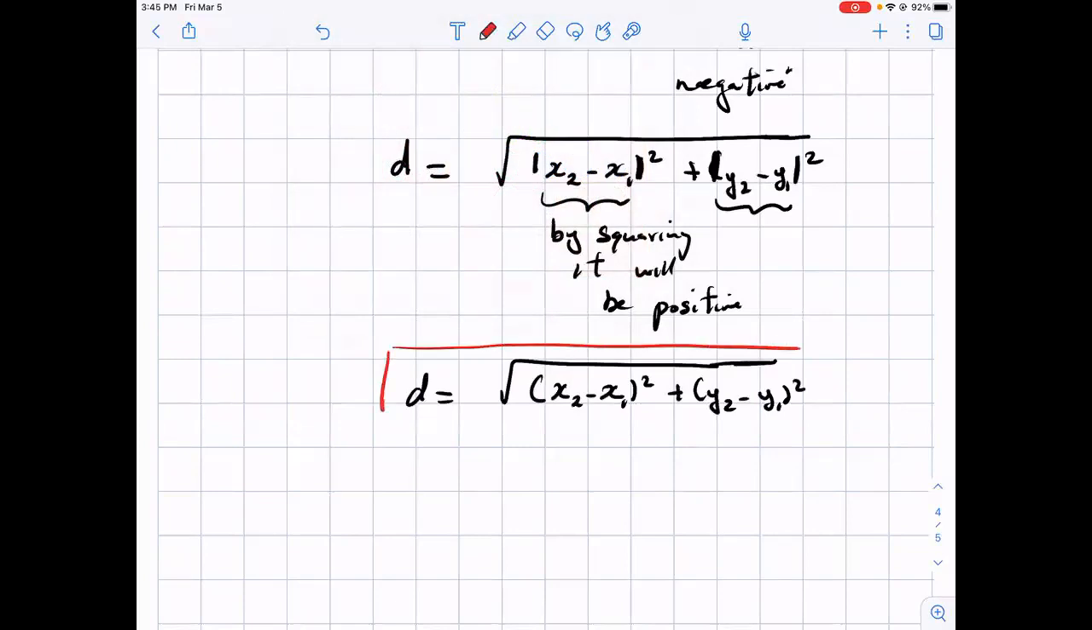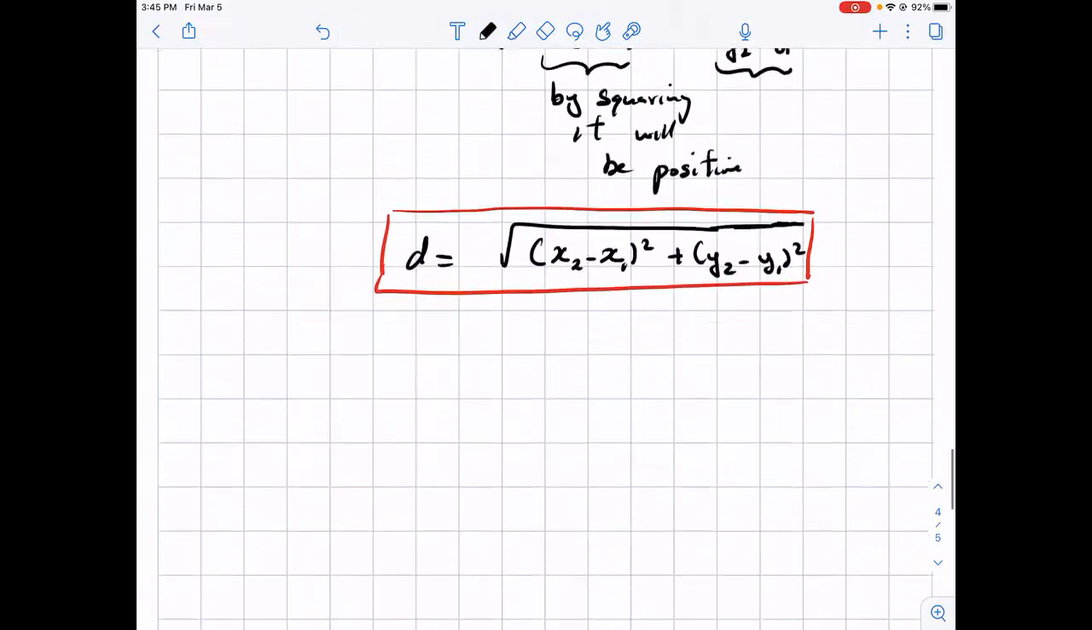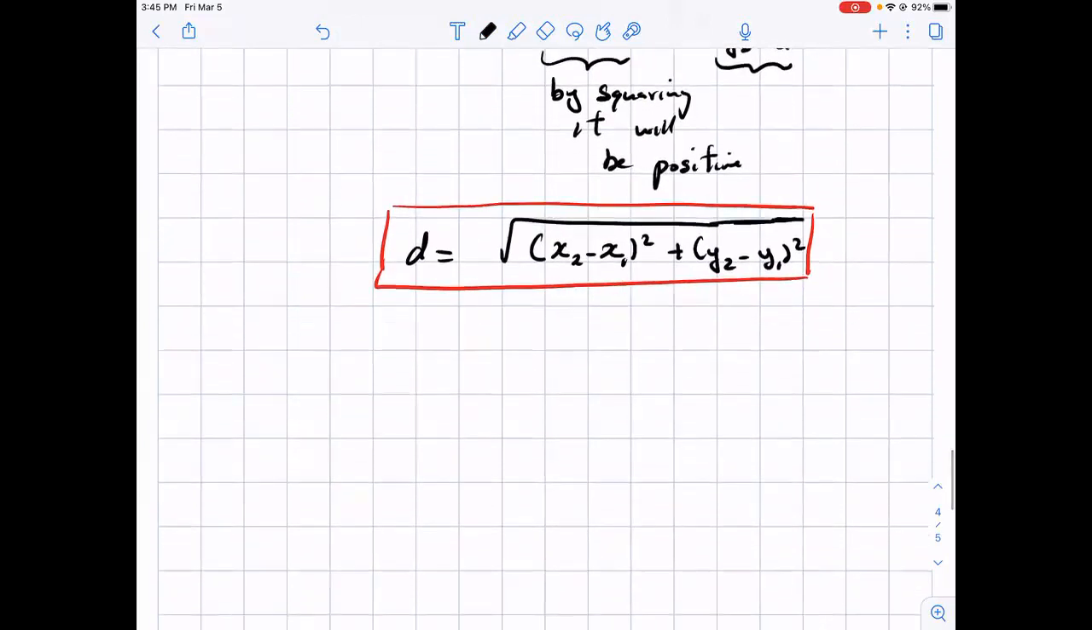And this here is how we justify, or prove, that the Pythagorean theorem gives us the distance formula. We obtain the distance formula. So we can use the distance formula to find the distance between 2 points.